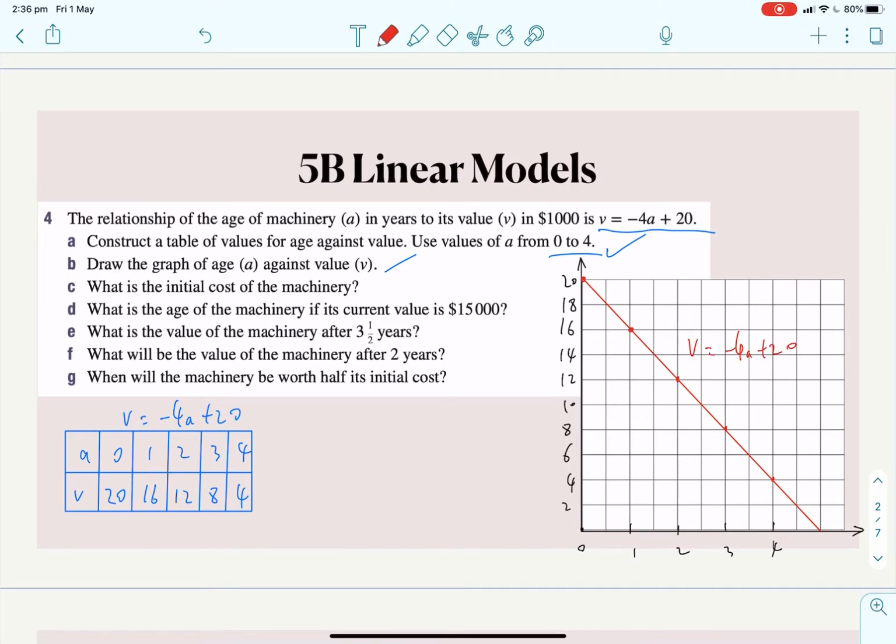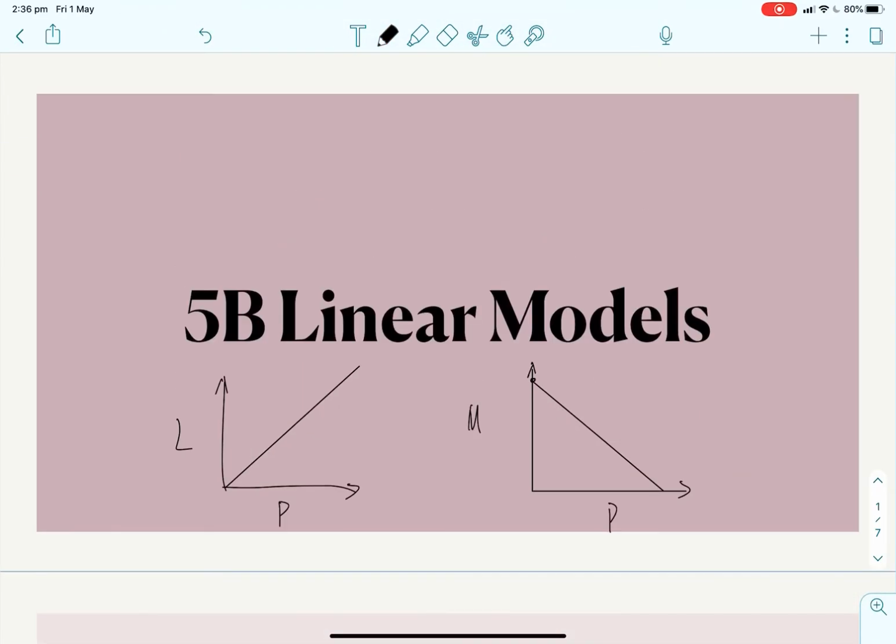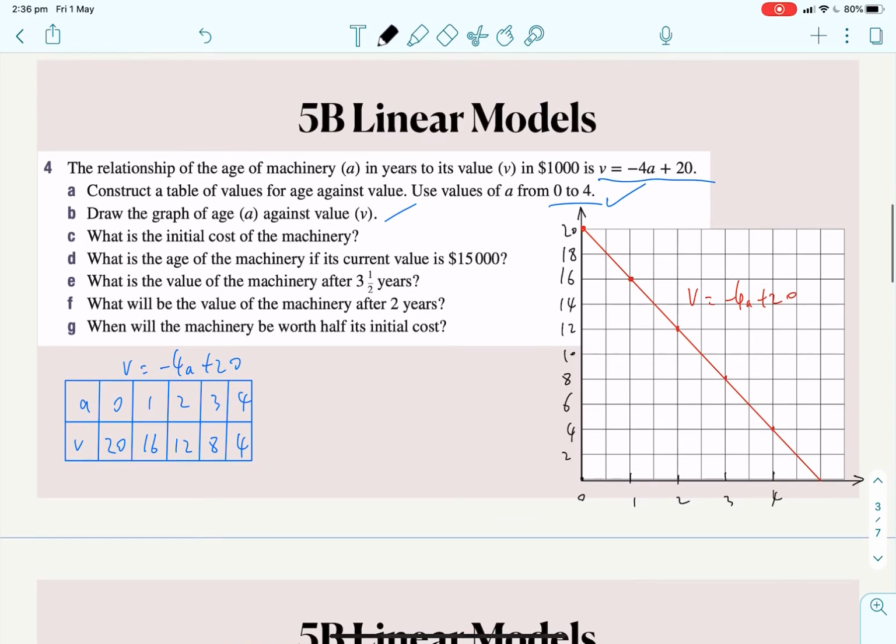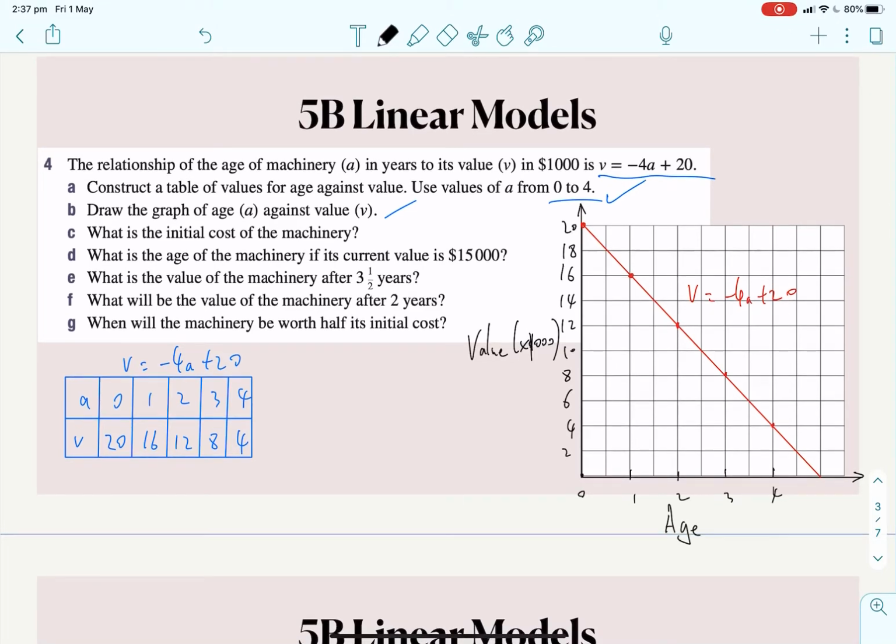Oh, we forgot something: the labels and titles. On the side here, that's value, and we need to times by $1,000. So the top is 20,000 and the bottom is 0. On the bottom is age. The unit is years, so always write what it is and what the unit is. That is really important. Okay, that is done. Now we can do the rest of the questions.